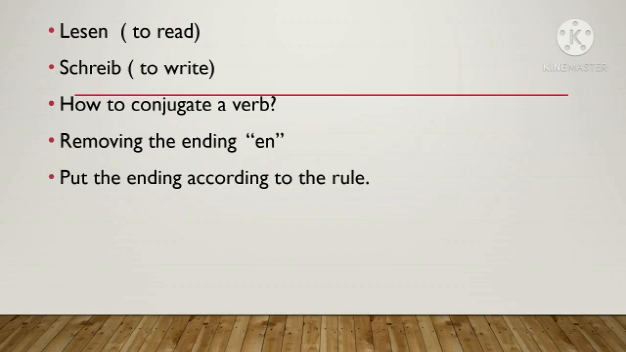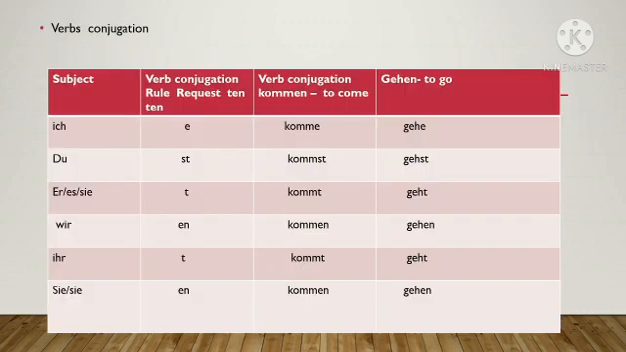All these verbs end with en. Kommen, lesen, schreiben. So what do we have to do first? We have to remove the ending en, and then put the ending according to the rule. So now here is verb conjugation. Now there are different subjects. For example, ich, du, er, es, sie, wir, ihr, sie.